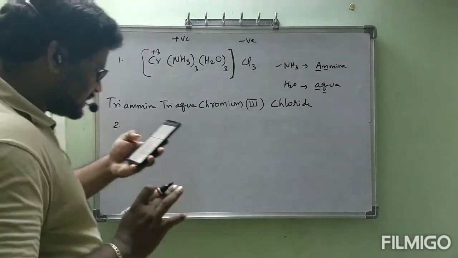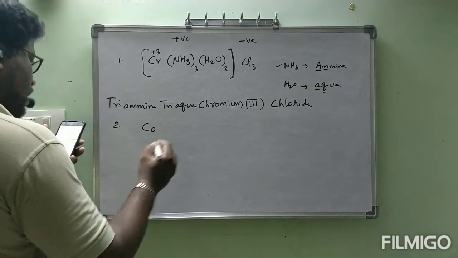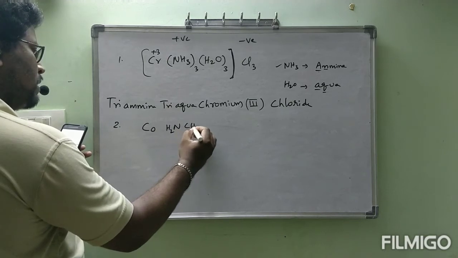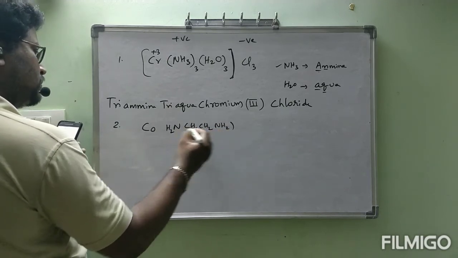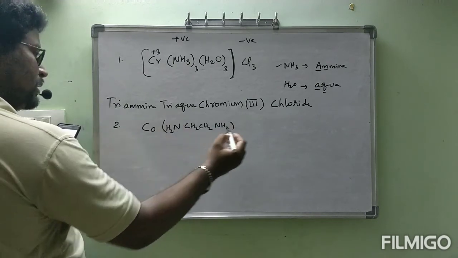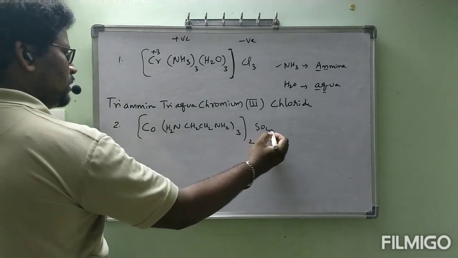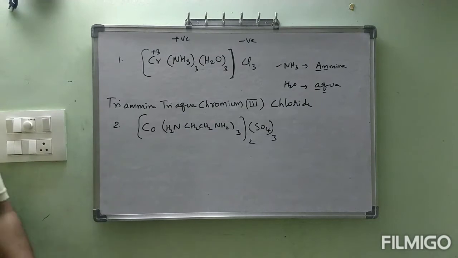Okay, now next example, that is Co(NH2CH2CH2NH2)3 taken twice, (SO4)3. This is the complex they gave.